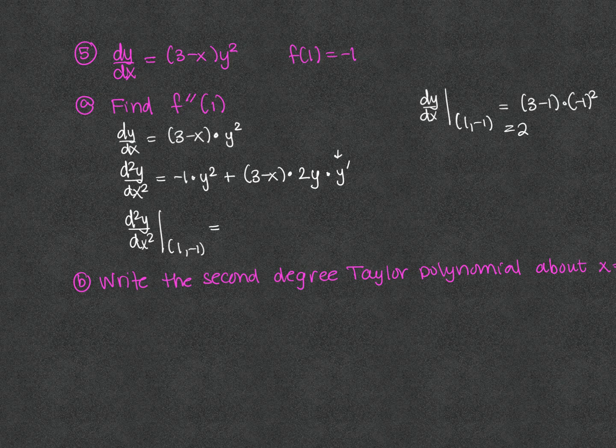So now going back to find the second derivative, this will be negative 1 times y squared, plus 3 minus x times 2 times y times y prime, which is 2. And we go through and evaluate that. So negative 1 plus 2 times negative 1 times 2, so plus a negative 8. So my second derivative is negative 9.